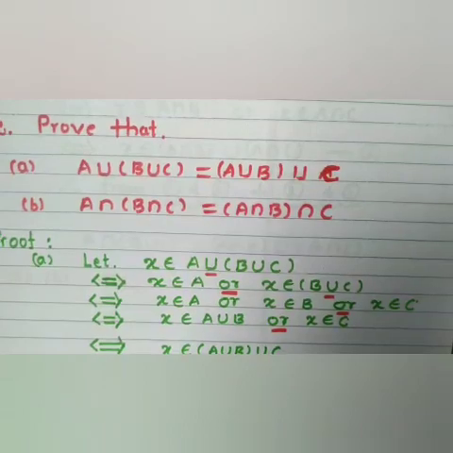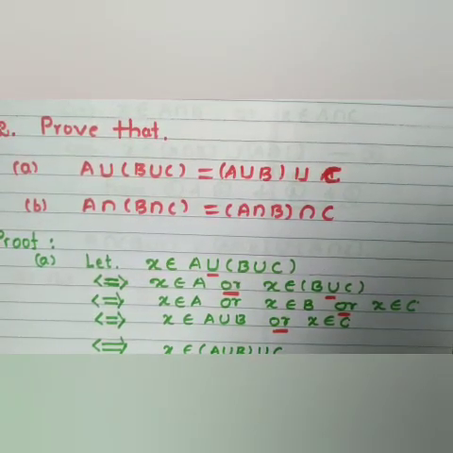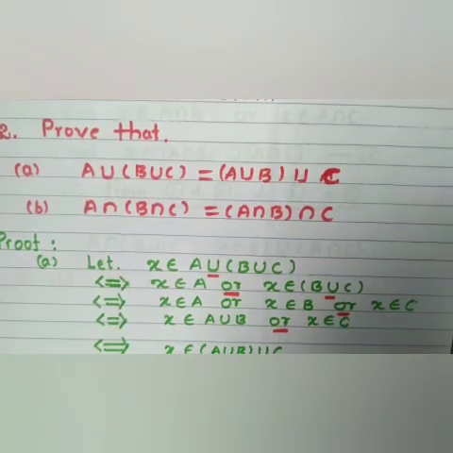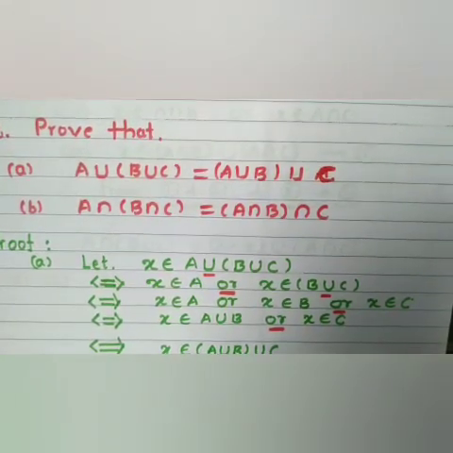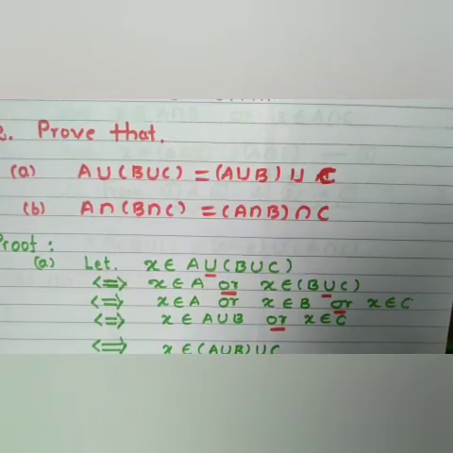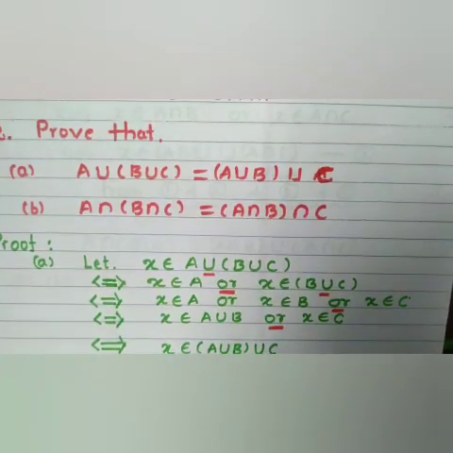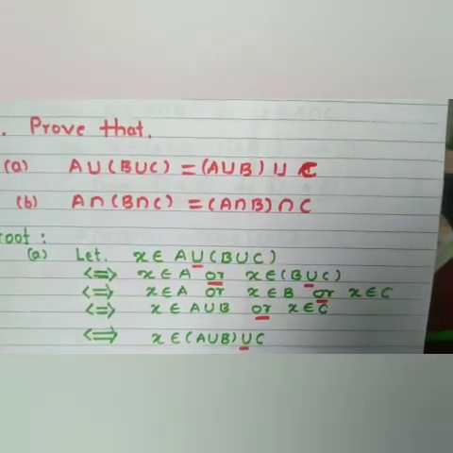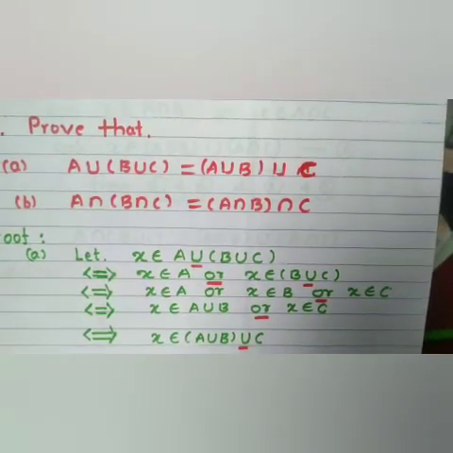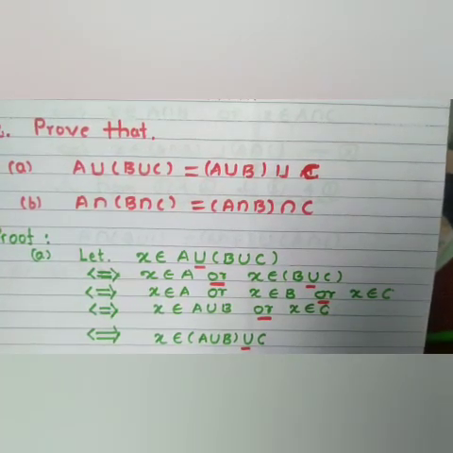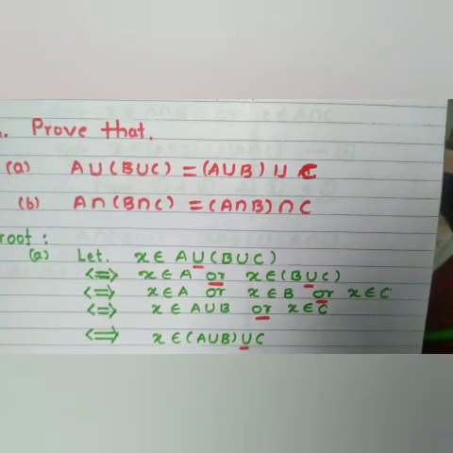X belongs to A union of B union C means using that underlined mark union as an OR and splitting that: X belongs to A or X belongs to B union C. Keeping X belongs to A OR as it is, now X belongs to B union C can be written as X belongs to B or X belongs to C. Now there is the OR between X belongs to A, X belongs to B, X belongs to C.